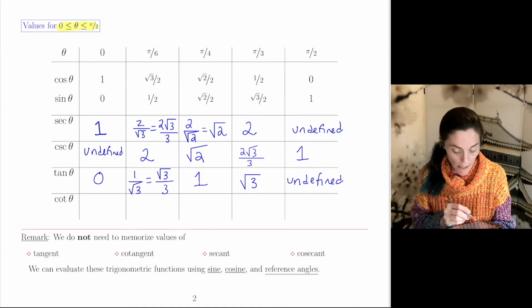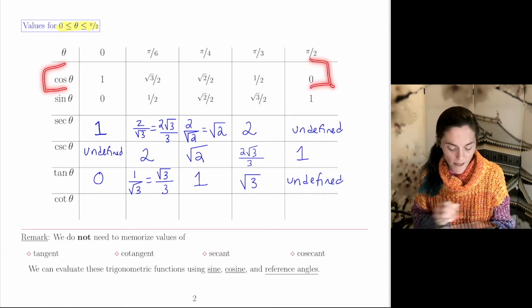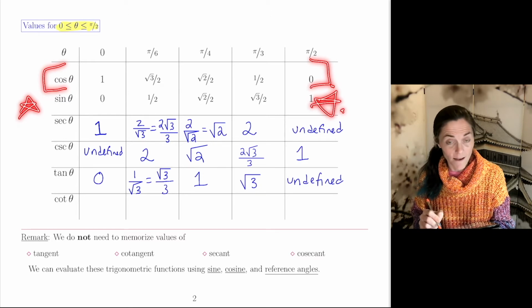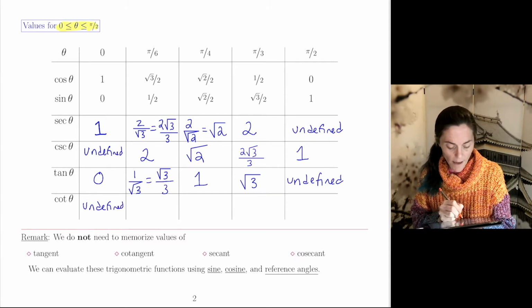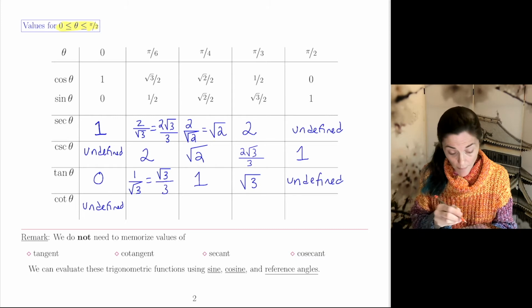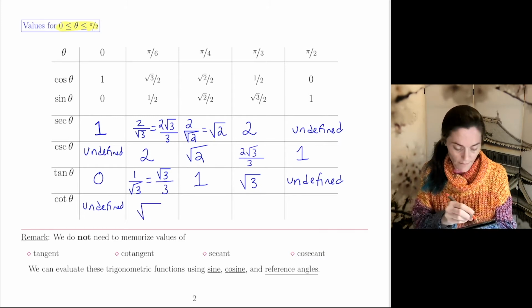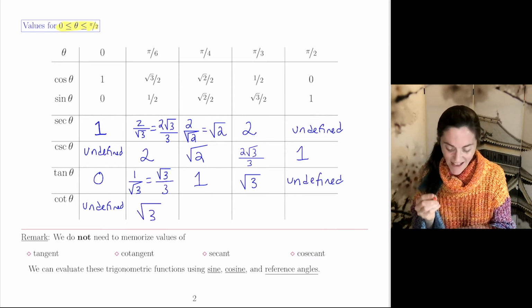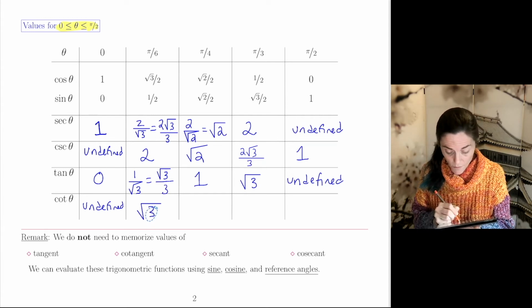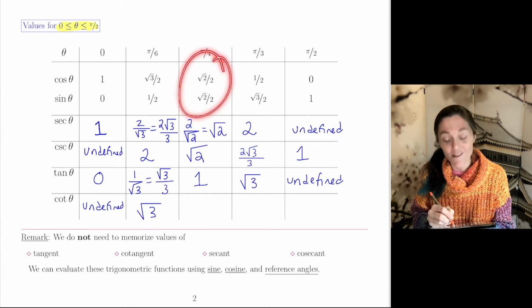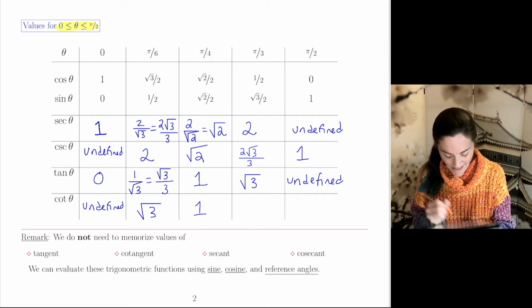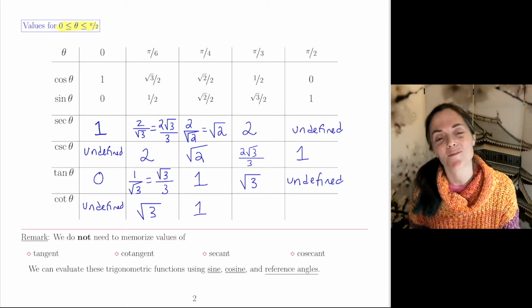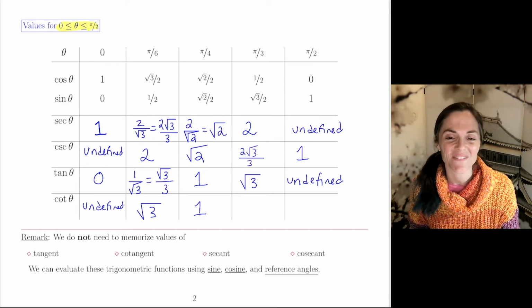Finally, cotangent, we take cosine and divide by sine. So 1 over 0, this is undefined. Here, I would have square root 3 over 2 divided by 1/2. We did that kind of calculation for the tangent. We just get square root 3. But you notice here, I still have square root 2 over 2 divided by square root 2 over 2. This is 1. So the cotangent and the tangent of pi over 4, they're both 1.